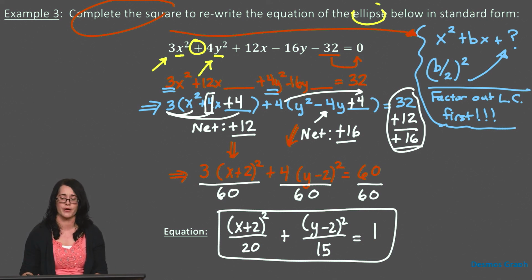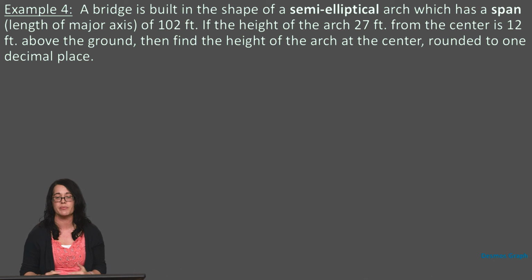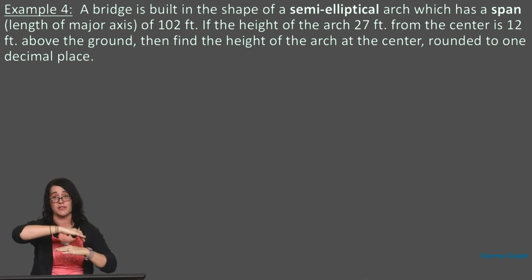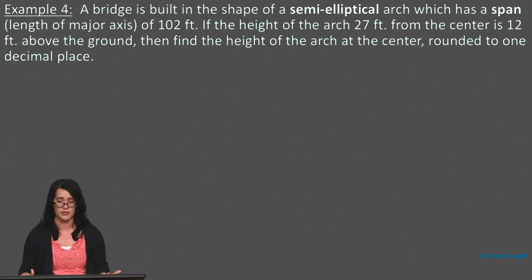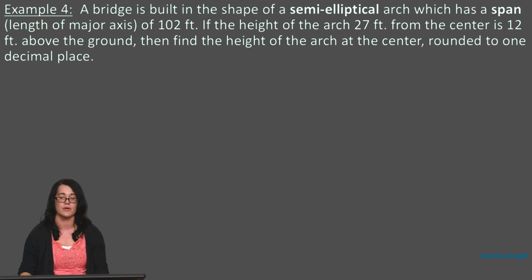One more problem now. We're going to do a word problem using an elliptical path. So let's take a look at our last example today. It says a bridge is built, and technically it should say a bridge is built in such a way that it is shaped on top of an arch that is semi-elliptical in nature. Okay, so this bridge is actually sitting on top of an arch which has a semi-elliptical pathway.